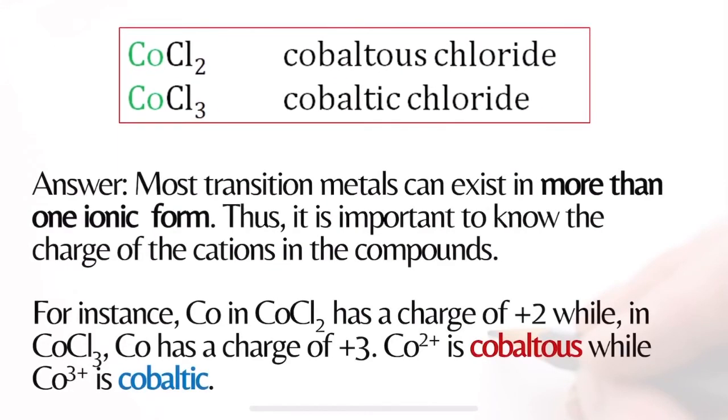Answer: most transition metals can exist in more than one ionic form. Thus, it is important to know the charge of the cations in the compounds. For instance, Co in CoCl2 has a charge of positive 2, while in CoCl3, Co has a charge of positive 3. Co2+ is cobaltous, while Co3+ is cobaltic.